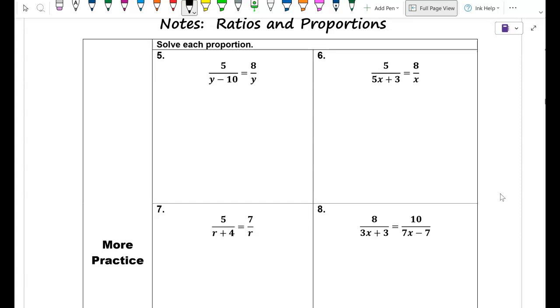Now we're seeing an example of a combination of an expression and just a single variable. So again, looking at my first diagonal, I'm going to have 5 times y equals 8 times the quantity y minus 10. And again, anytime I have an expression, I have to distribute through to that. So I get 5y equals 8y minus 80.